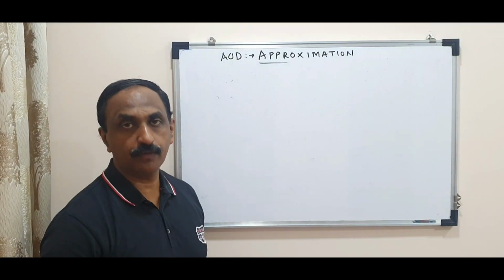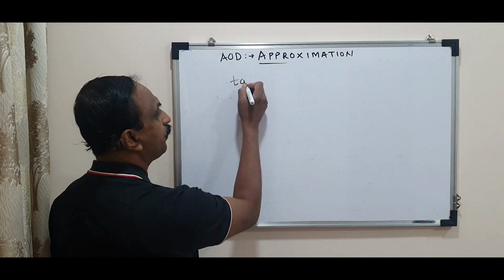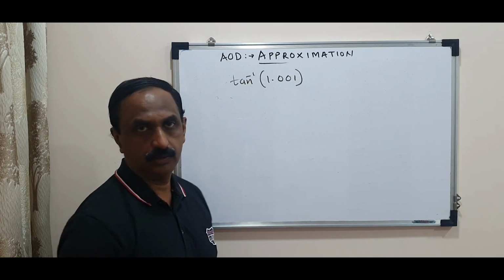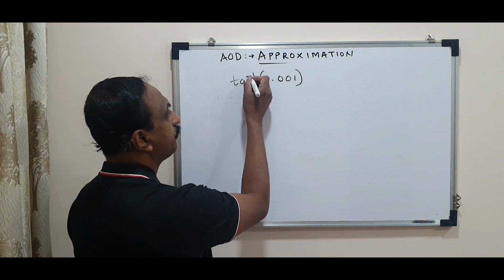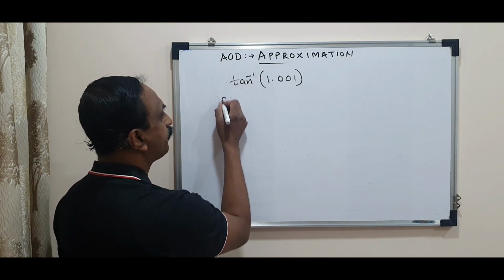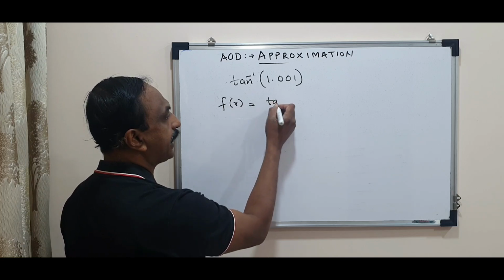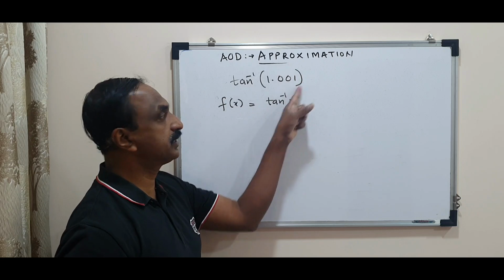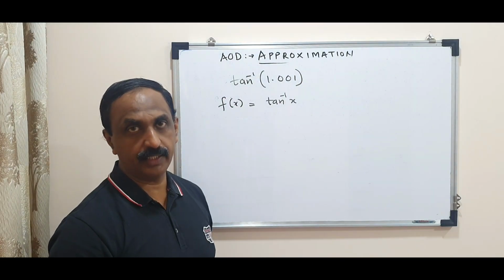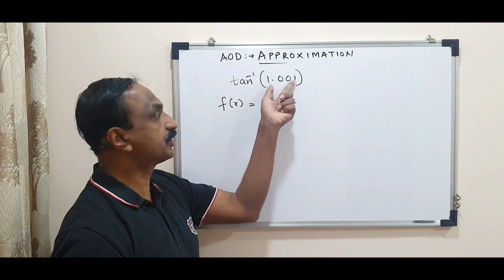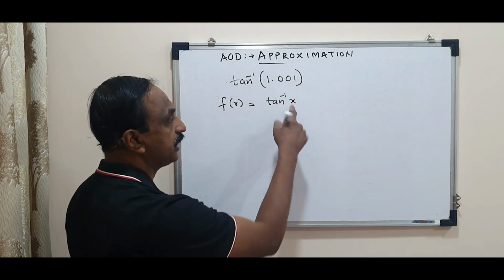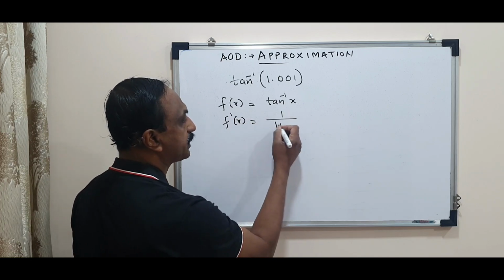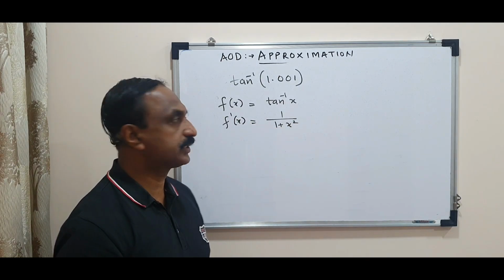Let's take an inverse trigonometric function. Find the approximate value of tan inverse 1.001. This is a tan inverse function, so the function f of x is tan inverse x. Here the number is 1.001. Remember, this is a real number. There are no degrees, no radians. The domain of this function is real numbers, so this x has to be x only. So f dash of x is 1 upon 1 plus x square, the derivative of tan inverse x.